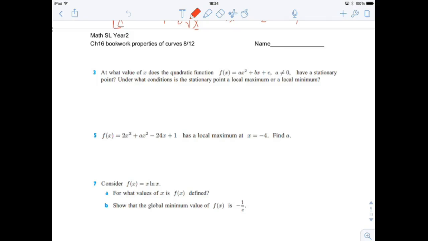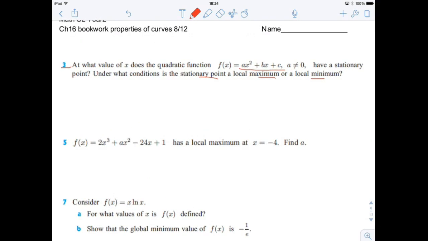Okay, page 8, solutions of properties of curves. Number 3. At what point of x does a quadratic function ax squared plus bx plus c have a stationary point? Under what conditions is the stationary point a local maximum or a local minimum? Even though this is not a function with numbers, a, b, and c, you can treat as numbers.